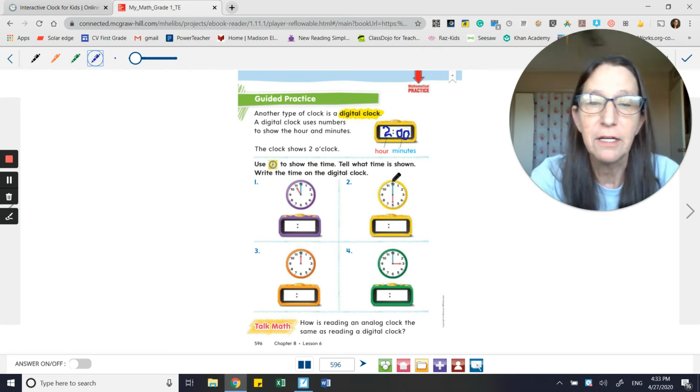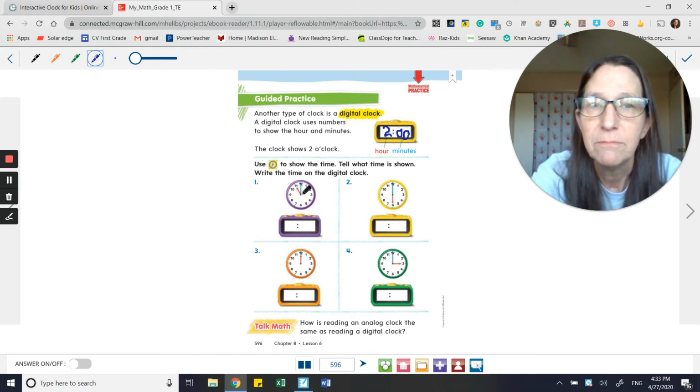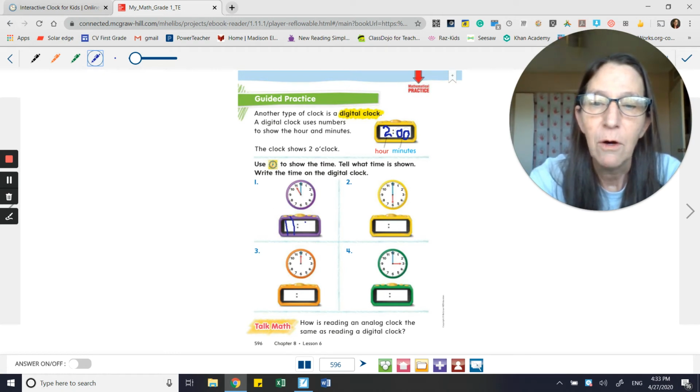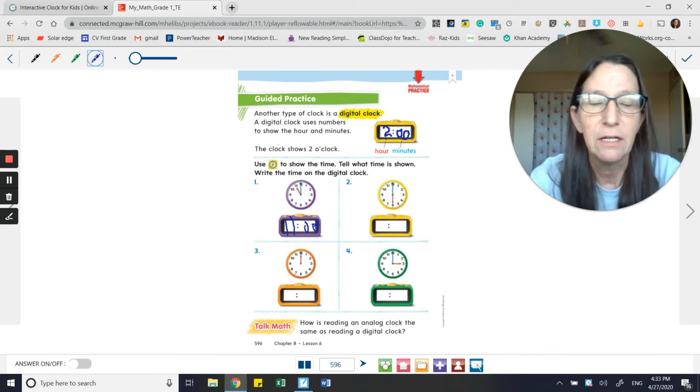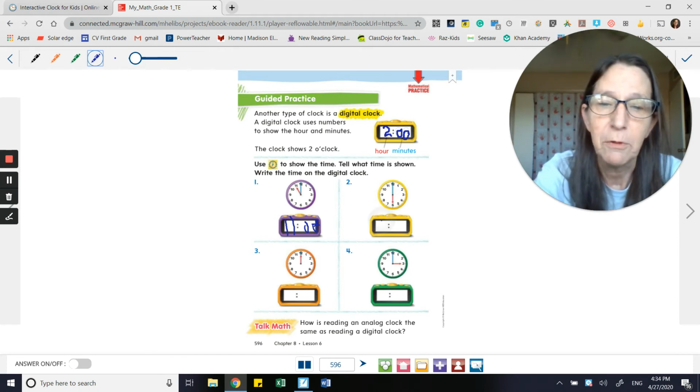So now look at their clock here. See this clock? What time is it? 11 o'clock, right. So on here, we're going to write 11 o'clock. Kind of hard to see that. 11 o'clock. Nice. What time does this one say? 6 o'clock. So I'm going to put a 6.